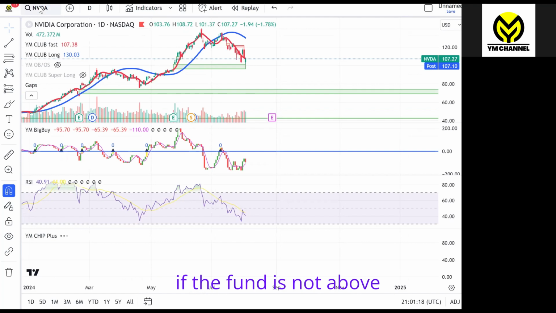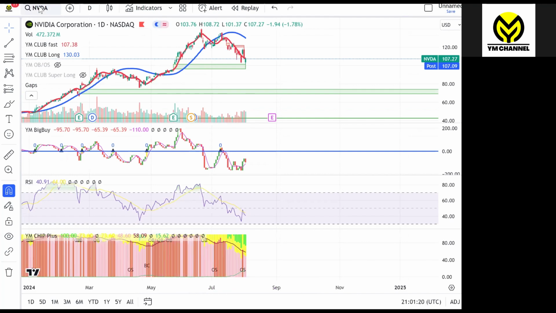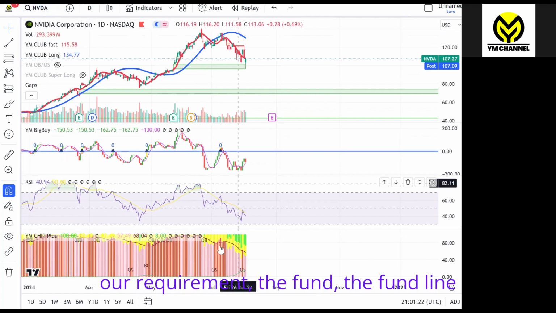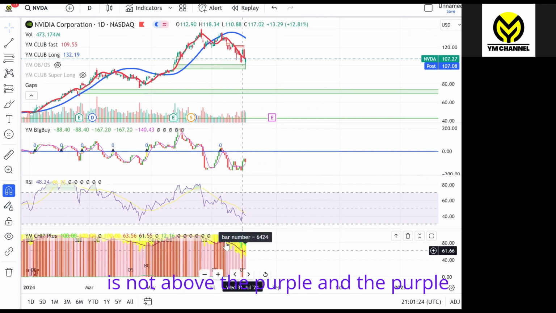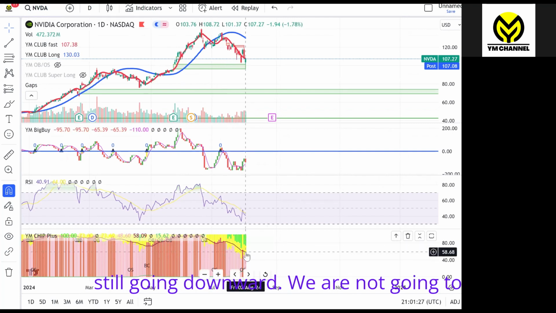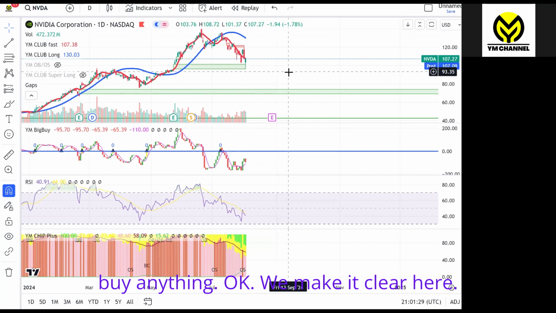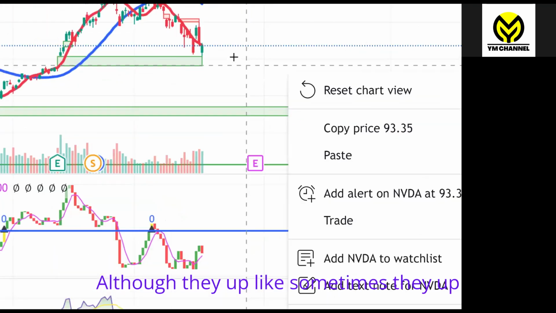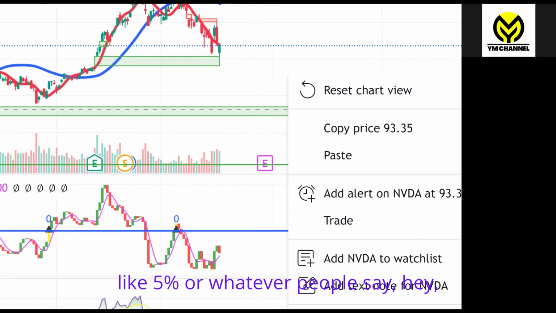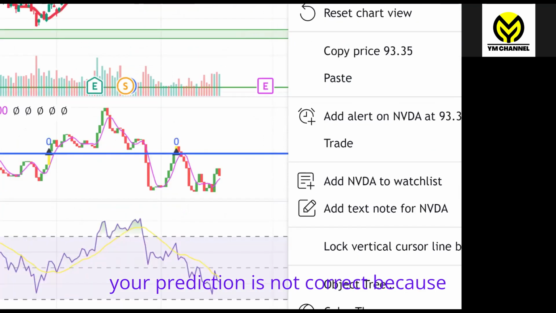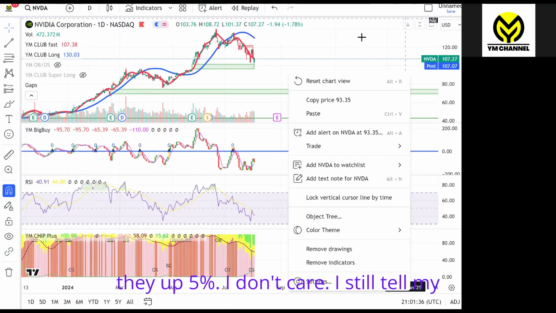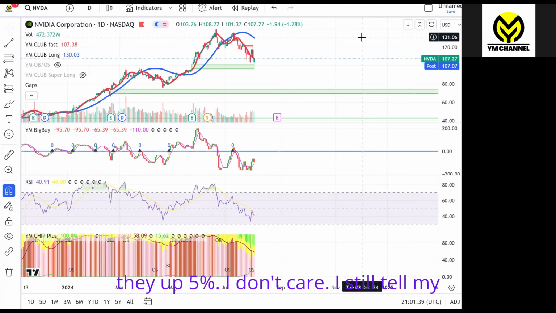But if the fund line is not above our requirement, not above the purple and the purple is still going downward, we are not going to buy anything, okay? We make it clear here. Although sometimes they go up like 5% or whatever, people say, hey, your prediction is not correct because they went up 5%. I don't care. I still tell my members, there's no signal from the chart. I just tell you honestly what the chart is telling you.